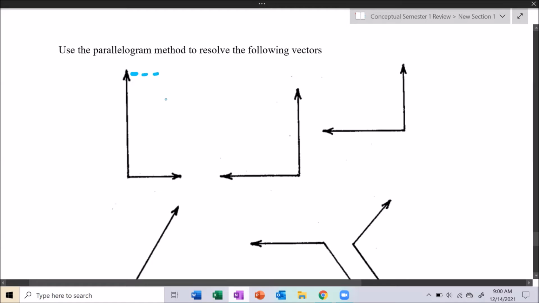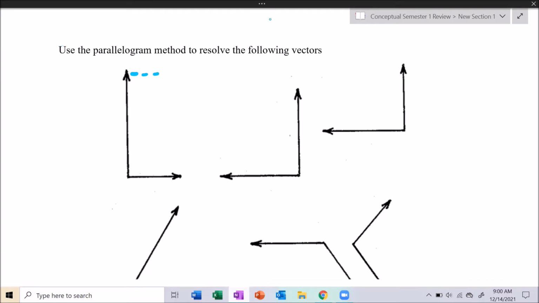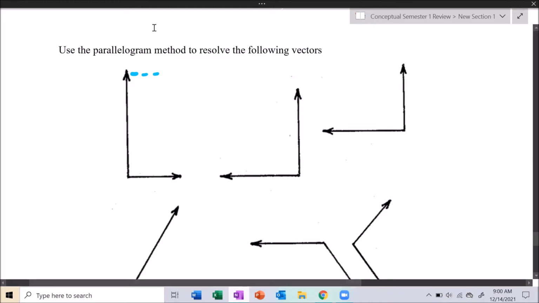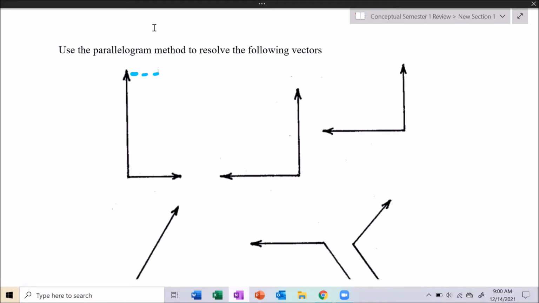We said that the parallelogram method is a way to find the resultant vectors. It can also be used backwards to find the component vectors. So let's first try to find resultant vectors by drawing a picture.